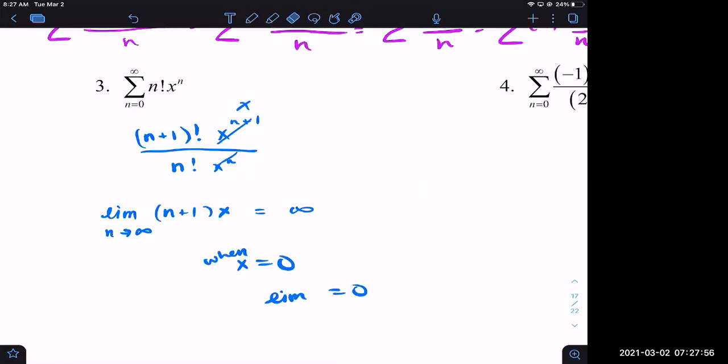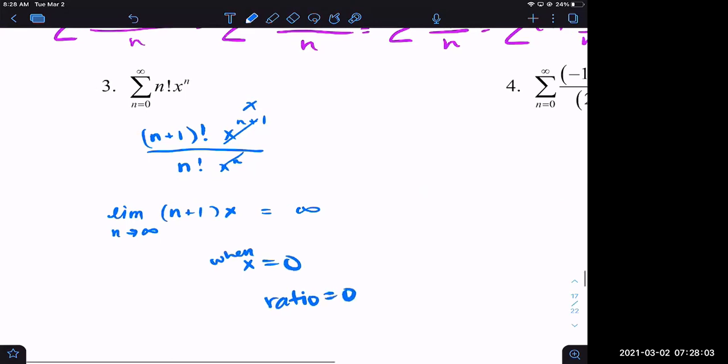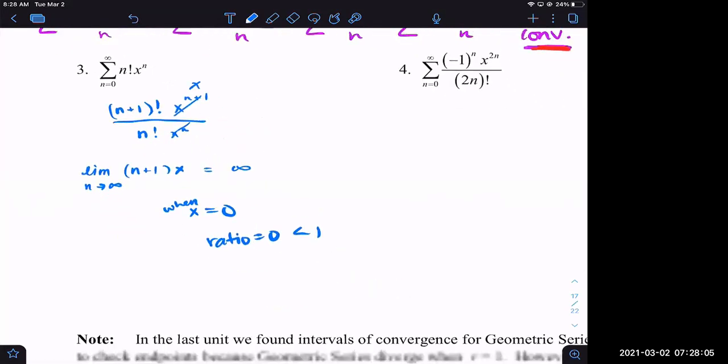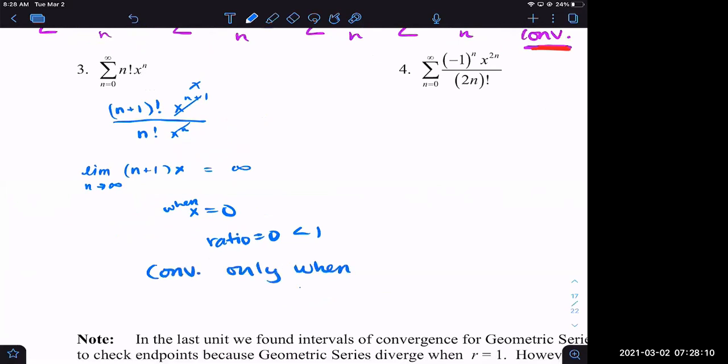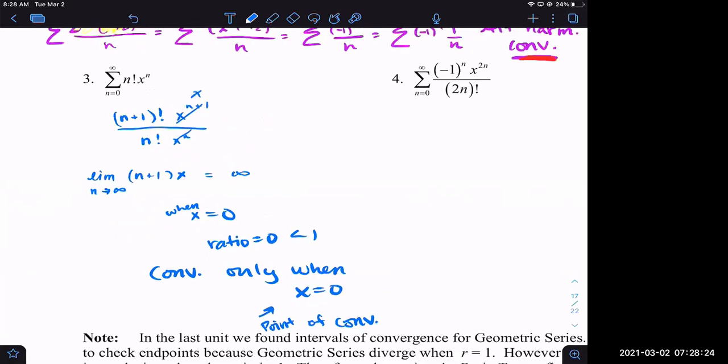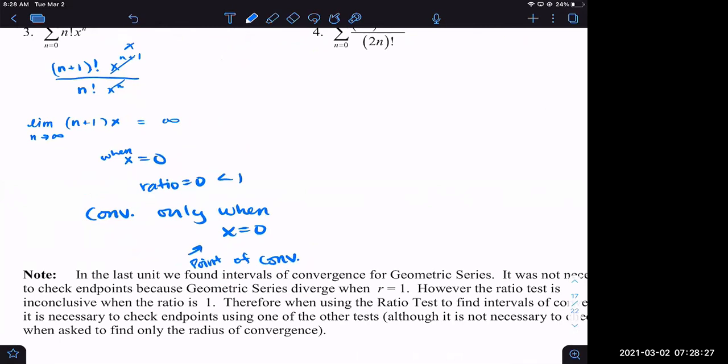So therefore, that ratio equals 0 when x equals 0, and 0 is less than 1. So it will converge only when x equals 0. So there's not like an interval of convergence, there's a point of convergence. So we will call this a point of convergence. It only will converge for one specific value of x. Every other point, it would make it be infinity, which is bigger than 0, bigger than 1.